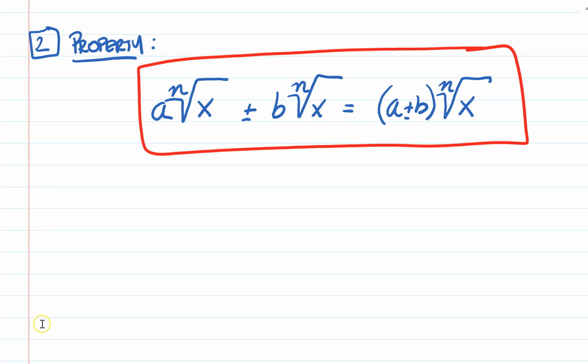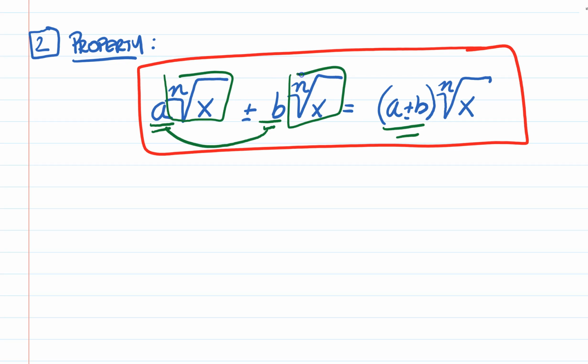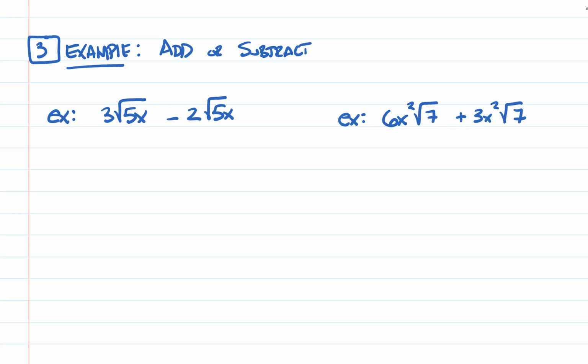Okay, box 2 illustrates the property that I just spoke about in box 1. So if we have a times the nth root of x plus or minus b times the nth root of x, then what we're allowed to do is add or subtract the a and the b part together and keep the nth root of x as it is. So this is the official property that we're allowed to use, and we're going to be using this property throughout this lesson. Okay, let's add or subtract. Box 3 is an example here.